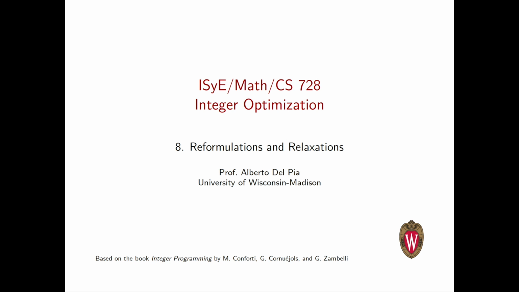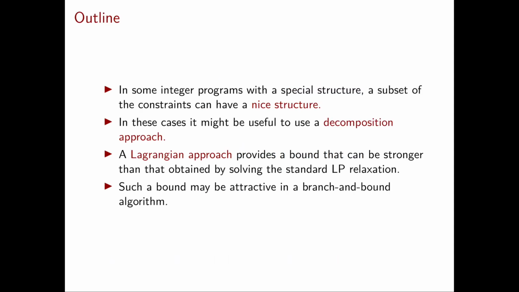In this video, we will be talking about reformulations and relaxations for integer optimization, and these results are from chapter 8 of the book. The results that we will see apply to a very wide class of problems that appear especially in real-world problems. And these are problems when you have a subset of constraints that have a nice structure, while another subset of constraints have a structure that you currently don't know how to deal with.